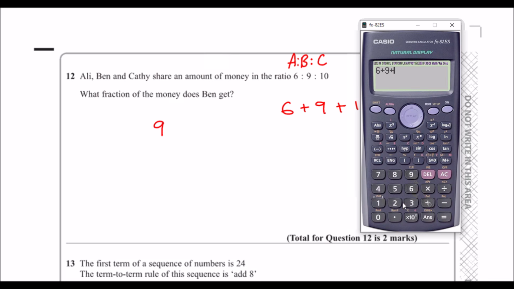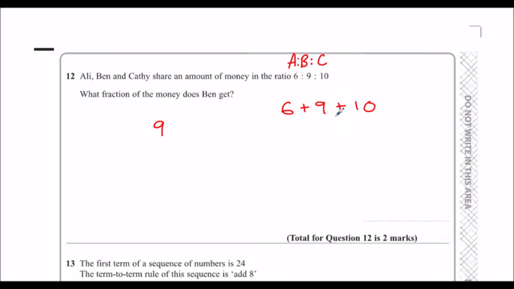Question 12. Ali, Ben and Kathy share an amount of money in the ratio 6 to 9 to 10. What fraction of the money does Ben get? So Ali, Ben and Kathy. So Ben gets 9 parts out of how many parts in total? Well, 6 and 9 and 10. 6 plus 9 plus 10 is 25. So he's got 9 25ths. 9 parts out of 25 parts in total.